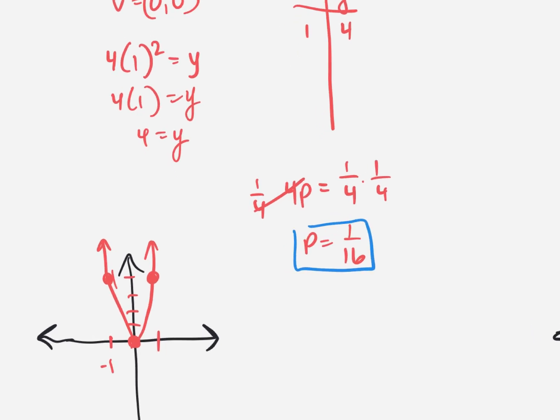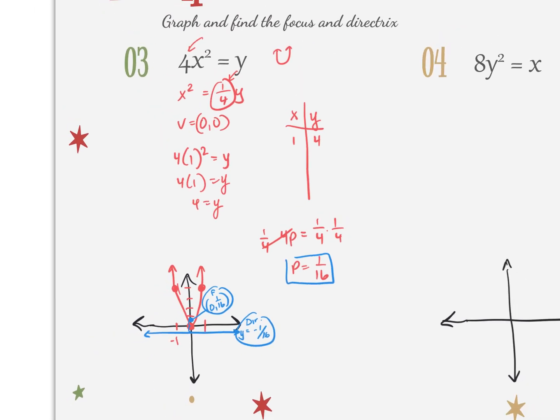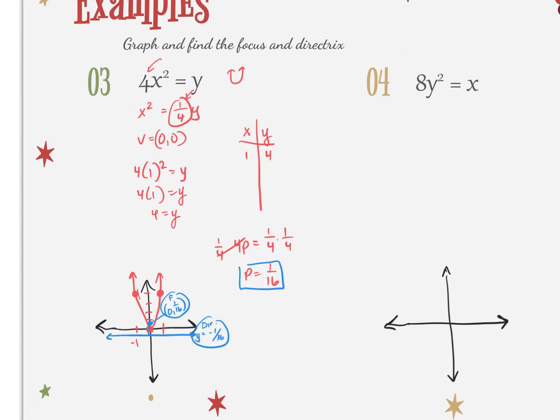So let's just say this is 1/16. So this is going to be 0 and 1/16. And I know my directrix is going to be 1/16 down. So my line is going to be this horizontal line through y equals negative 1/16. So that's my directrix and that's my focus. And again, I don't expect your drawing to be to scale because it's just too difficult. But that's going to be the answer.